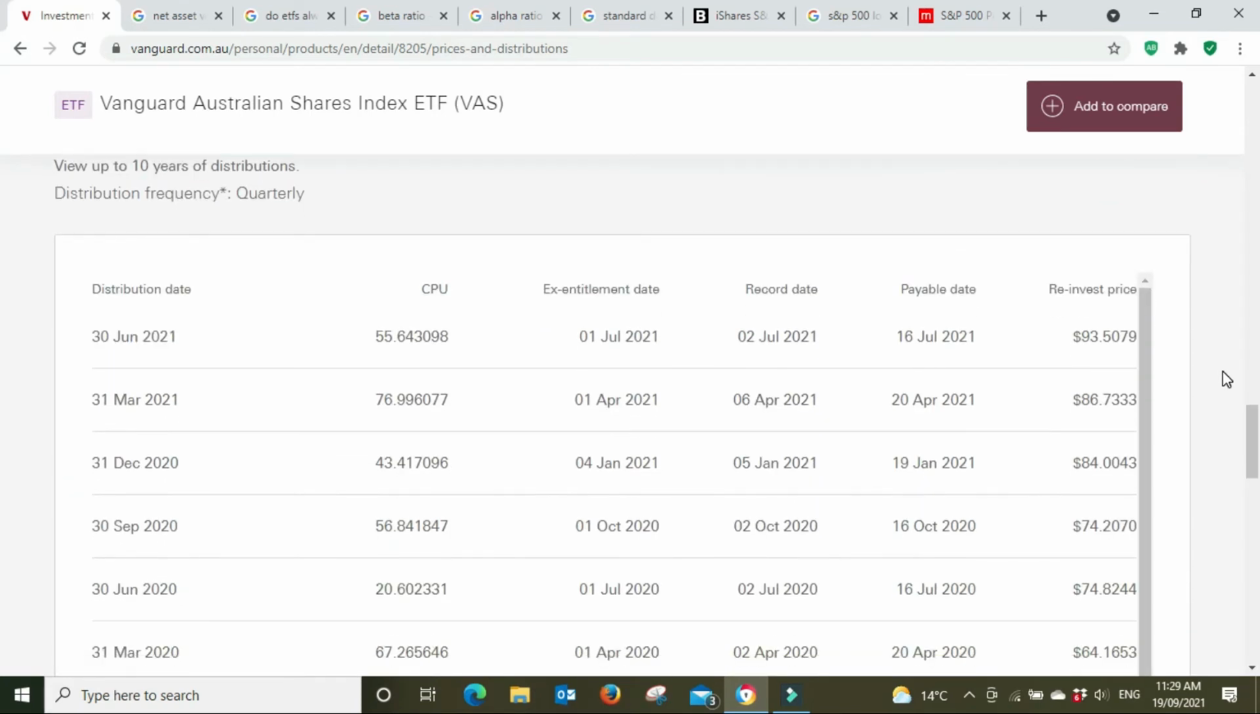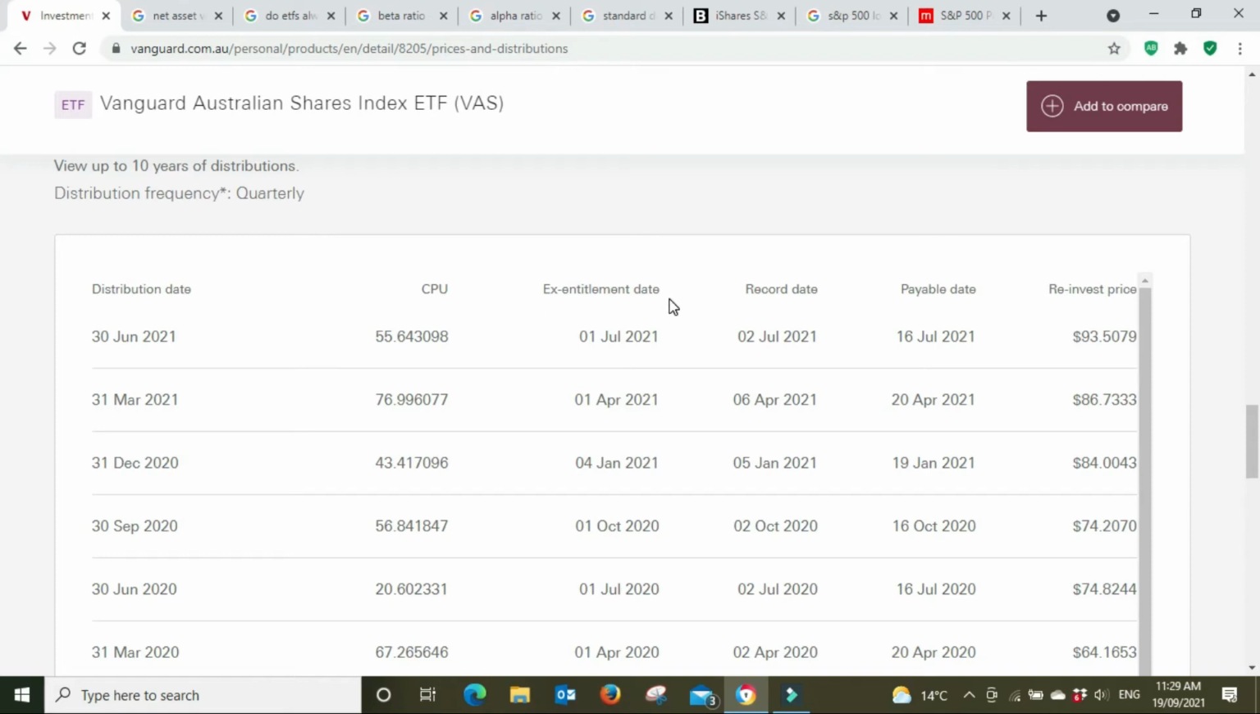It's all the same. Distribution history. CPU is your cents per unit. So if you own 100 units, you're going to get 55 cents per the 100 units. So 55 cents multiplied by 100, that's what you're going to get. $55.